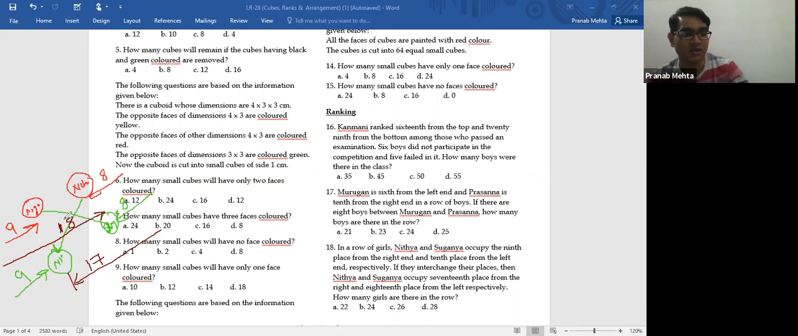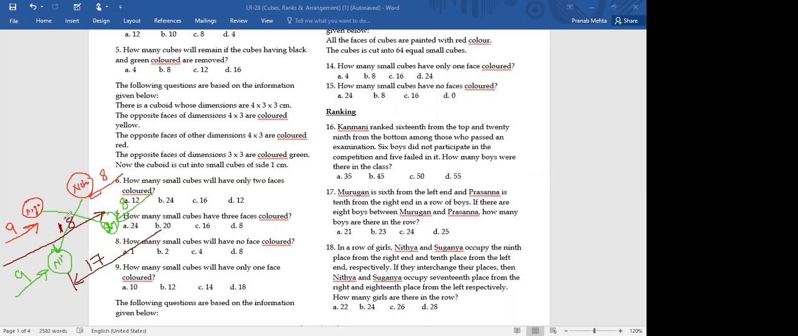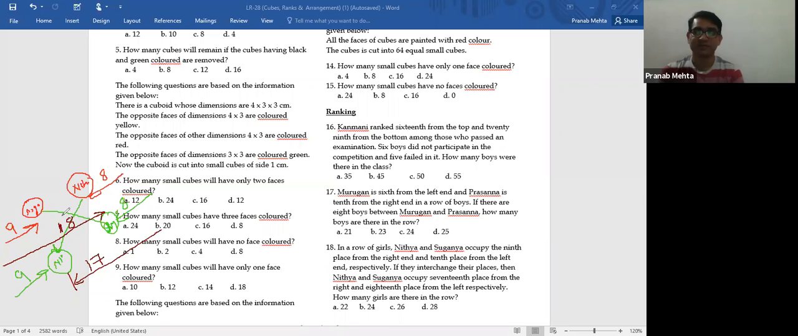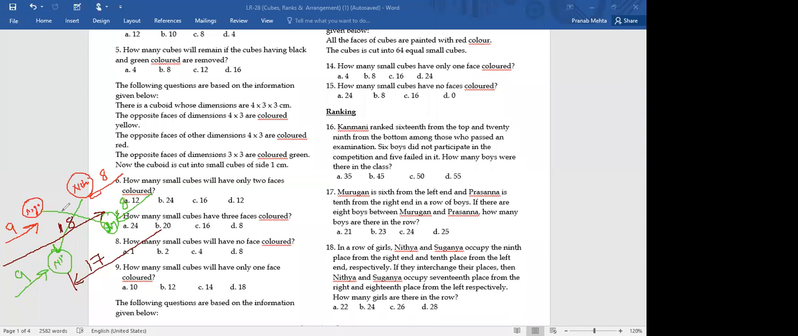How many girls are there in a row? Now you tell me, think and tell me, then I will tell you from here. I've already given you a good amount of hint. 28, sir. How many people are there? 28. No. 26, sir. Yes, it is 26.